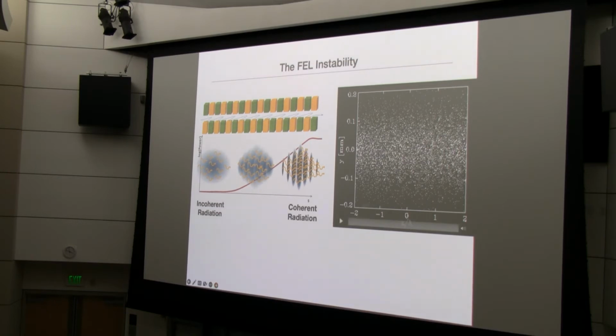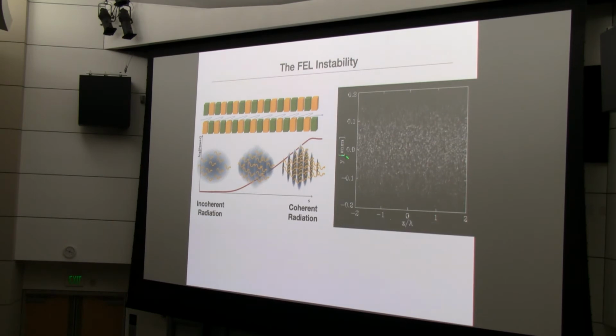There's this very famous video from Sven Reiche that shows the distribution in Y and Z in a few slices of the electron bunch. And you see it slowly creates microbunching. Typically, this is the point where you have the most power, and then the microbunching is destroyed as the particles get past each other. All right, so that's the FEL instability.